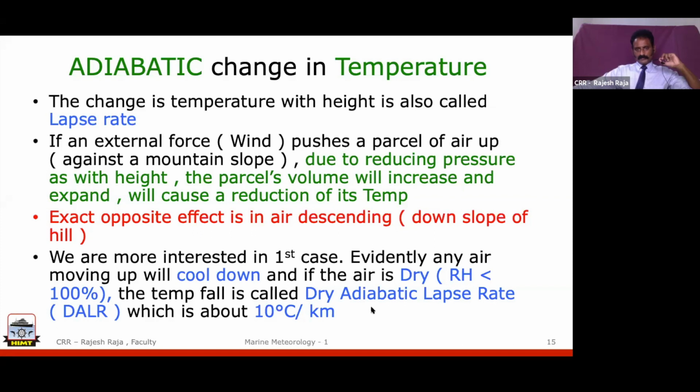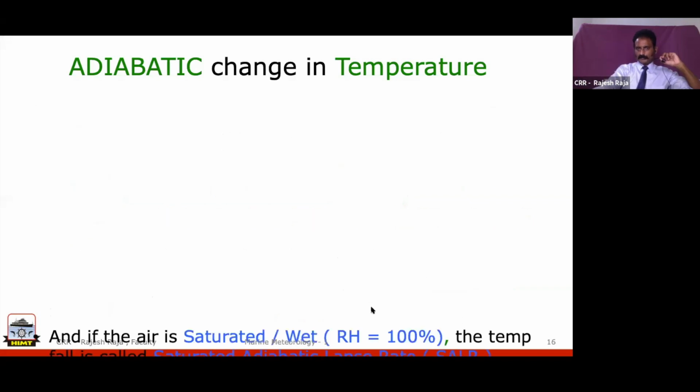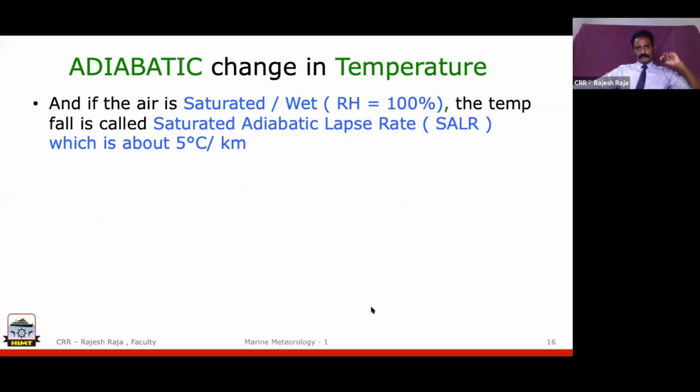So when air is moving up, there are two cases. As long as the air is dry, that means humidity is less than 100%, the temperature fall is called DALR, which is dry adiabatic lapse rate, which is approximately about 10 degrees centigrade per kilometer. Now let us look at the second case. If my air is saturated or wet, that means its humidity is already 100%. When it rises, the fall is called SALR, which is about 5 degrees centigrade per kilometer.